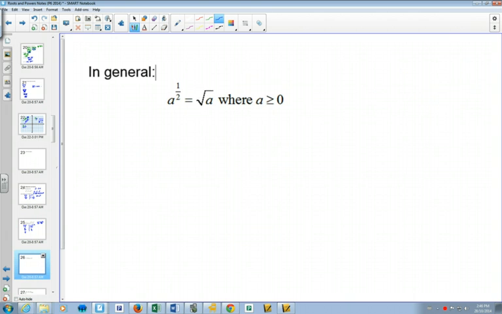So here is the general rule, and a has to be bigger than 0 because you can't take the square root of a negative.